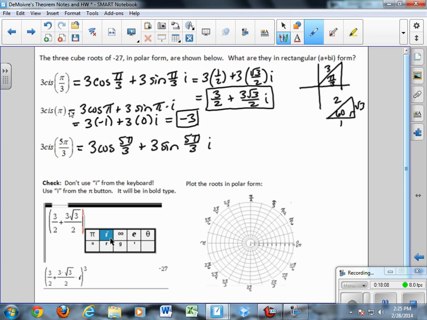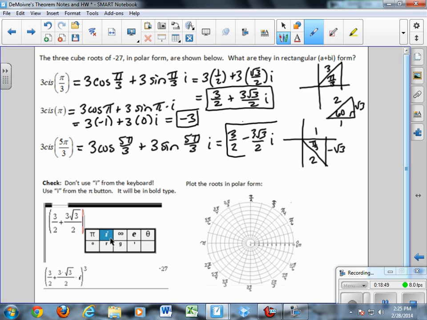But I'm not going to have them both be positive now, because 5 pi over 3 is in what quadrant? That's right, it's in 4. Very good. Okay, so this has a pi over 3 reference. This is still a 60-degree reference angle, but this is negative, this is positive. So now my cosine value is still positive, but my sine value is going to be negative. So I multiply both of those by 3. So this is my third root right here. And if I raise that to the 3rd power, I will also get -27.